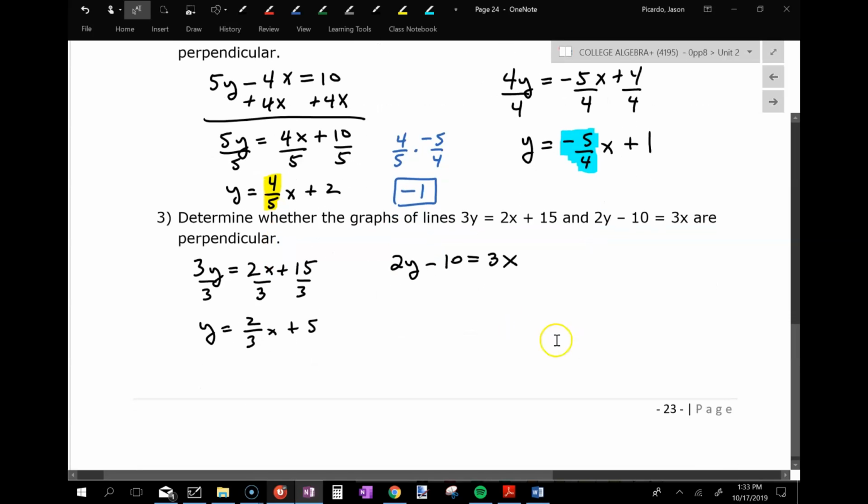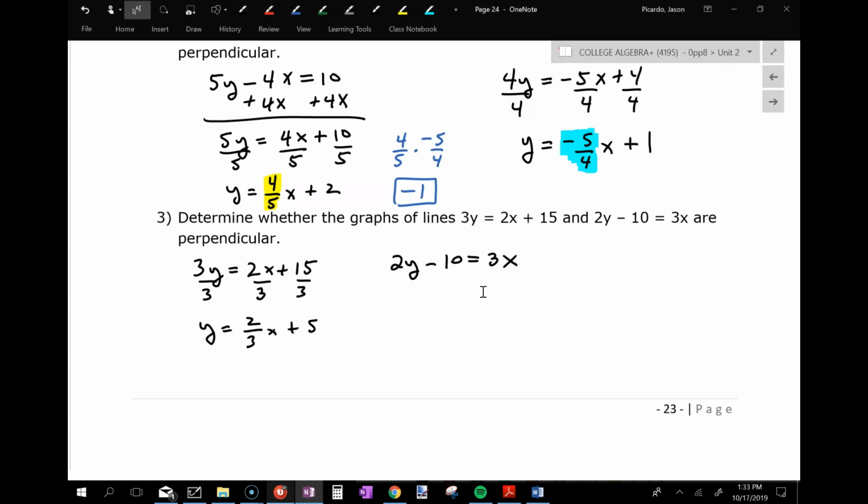What do you want to do here in this one? What should I do first in that?